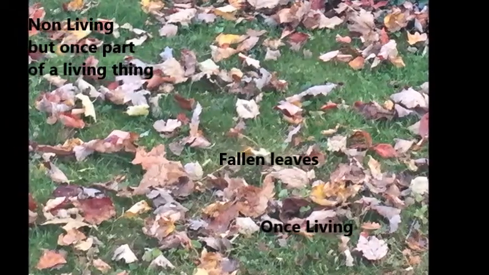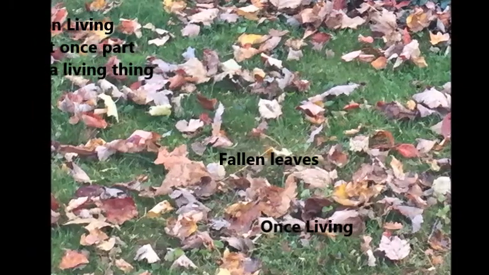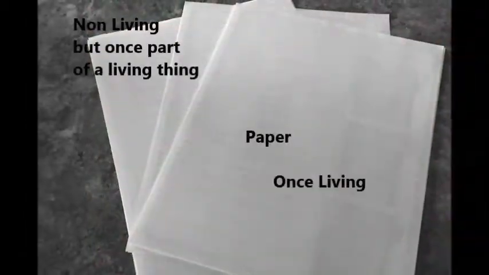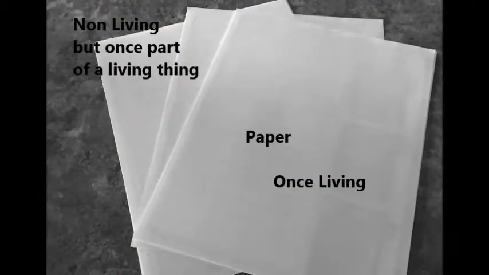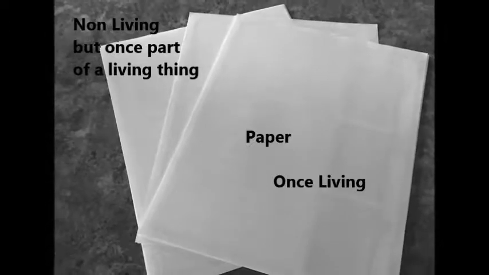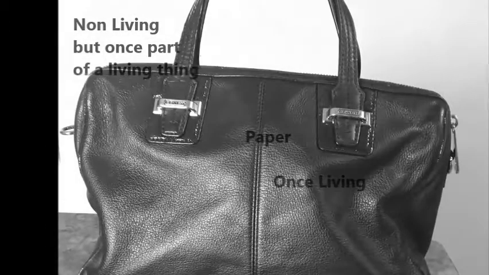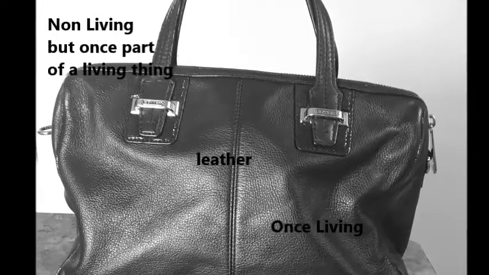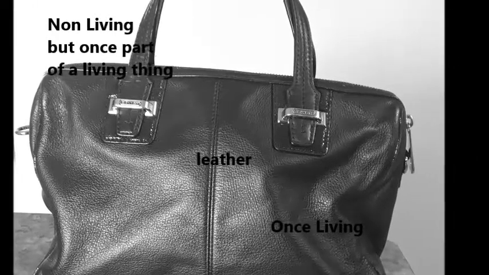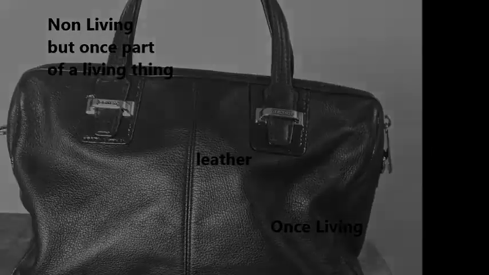Let's take a look at some examples of once living items. Leaves that have fallen off of the tree are now considered to be once living. Paper that was made from those trees is now considered once living. The leather that was used to make this purse is now once living. Can you come up with 3 items that were once living?